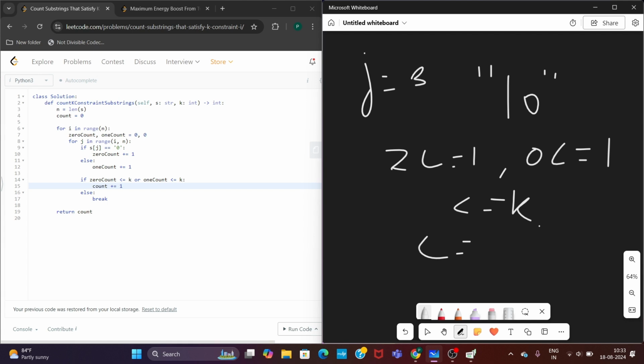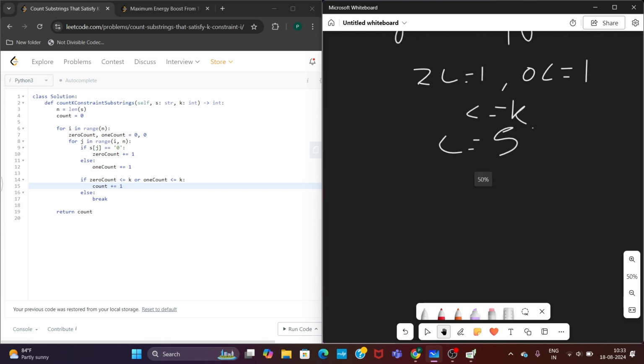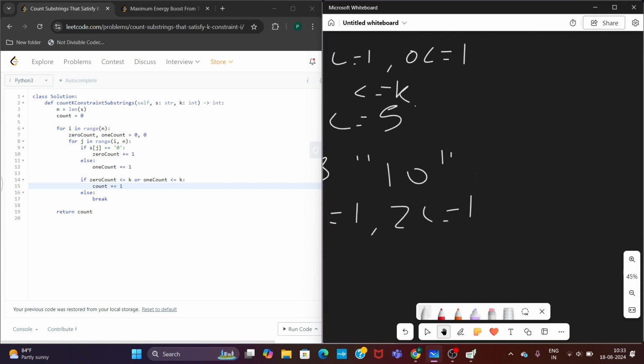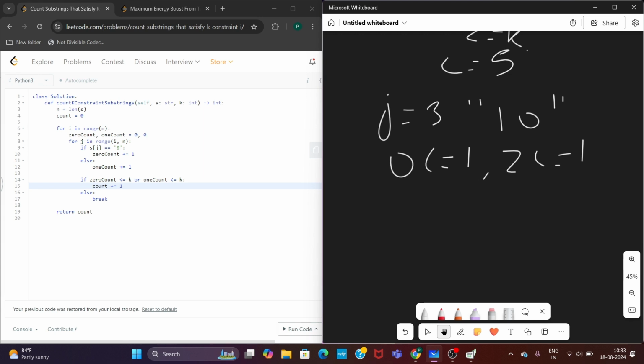So basically, let's update it. Counter variable will be, we can say, 5. Okay, so now again moving forward to j equals 3. So j equals 3 is what? 1 0. In this case, 1 count is 1 and 0 count is also 1. So basically both are less than or equal to k in this case. Okay, both are less than or equal to k. So our count will be incremented by 1, which is now 6.